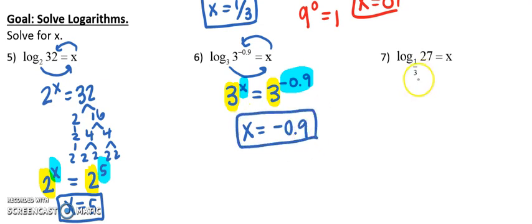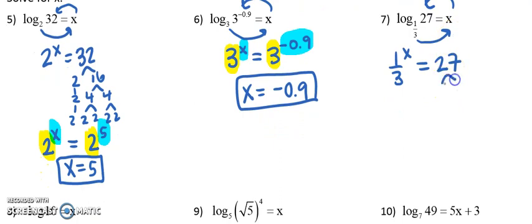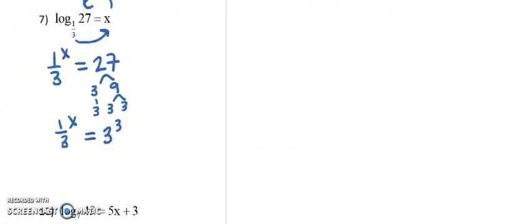Let's take care of number 7. So 1/3 to the x equals 27. Now this one's going to be a little different. You do want to break up 27. There's going to be a little bit more to it than that, but we're going to start by breaking up 27. So that's 3 times 9, and that's 3 times 3. So we are going to have 1/3 to the x equals 3 to the 3rd, but notice that 1/3 and 3 don't match. Let's take a side journey.